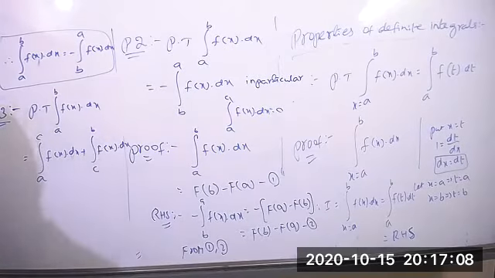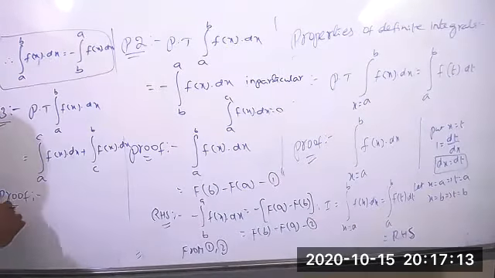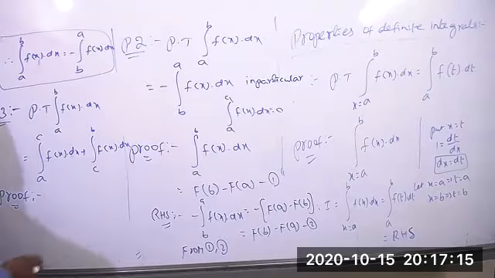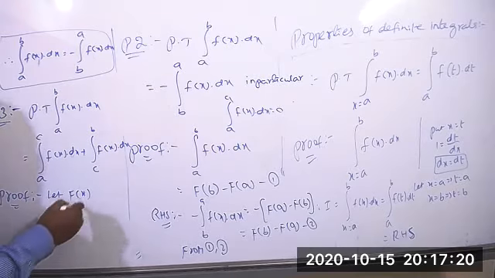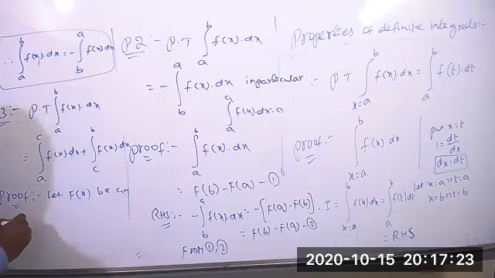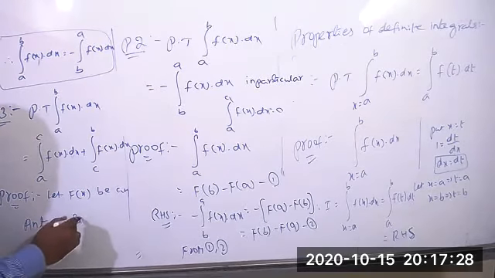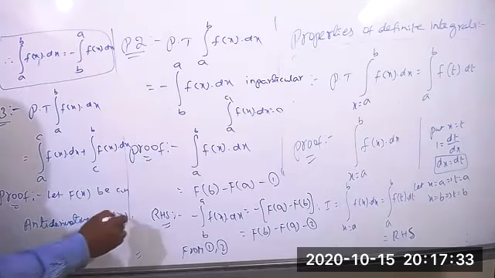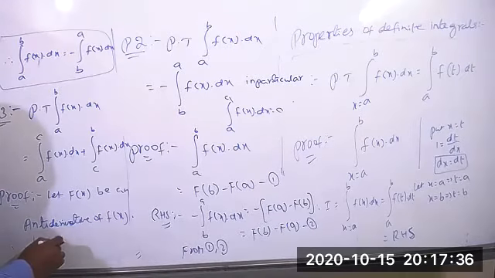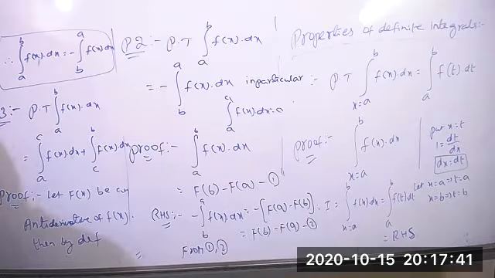Now we can write the proof. First you can write, already we know that, let capital F of x be an antiderivative of small f of x. We know that. Then by definition, we know the condition very well, so you can write it.